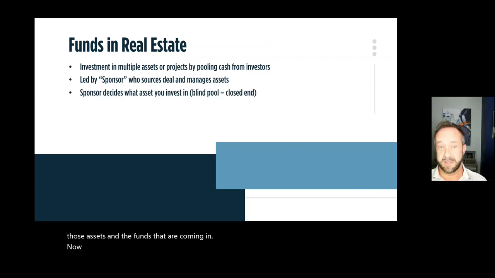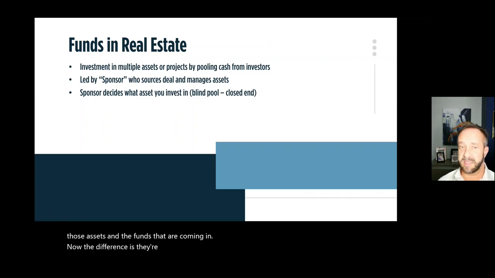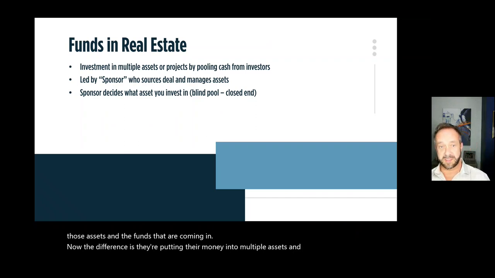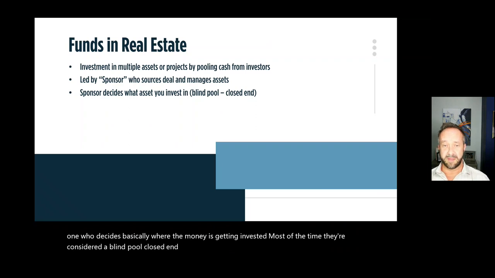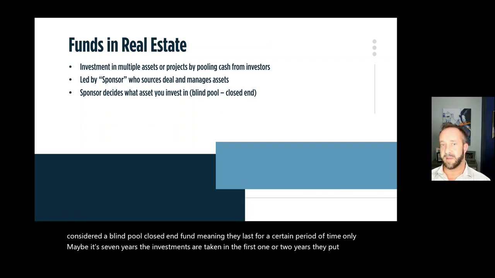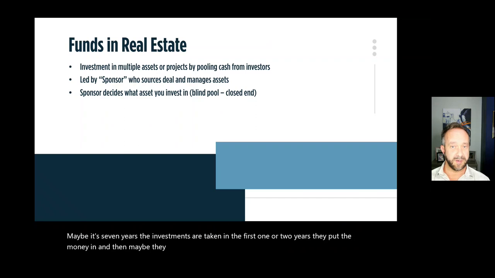Now, the difference is they're putting their money into multiple assets, and the sponsor is the one who decides basically where the money is getting invested. Most of the time, they're considered a blind pool closed-end fund, meaning they last for a certain period of time only. Maybe it's 7 years. The investments are taken in the first 1 or 2 years. They put the money in, and then maybe they sell off by 5 to 7 years.